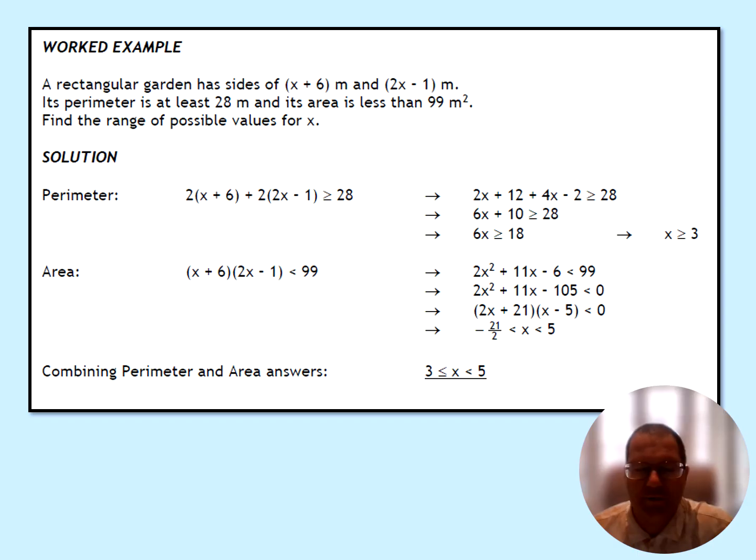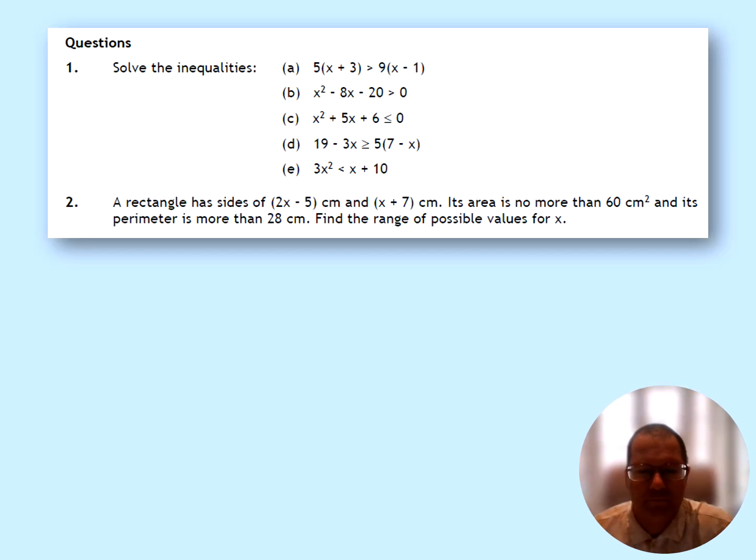Back on the note sheet, we have another example with a context, a rectangular garden, and again we're considering the area and perimeter, and we can combine those together to get our final answer. We'll finish off with some questions for you. So in question 1 we have 5 inequalities to solve, and in question 2 we have another of these contextual examples with the rectangle and the area and perimeter.